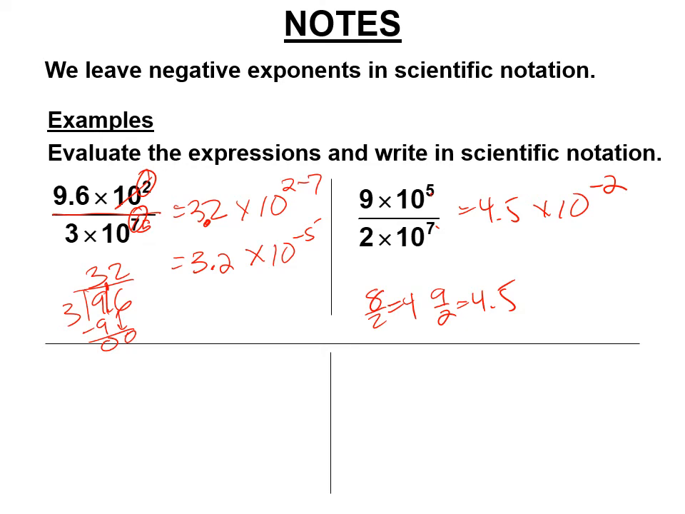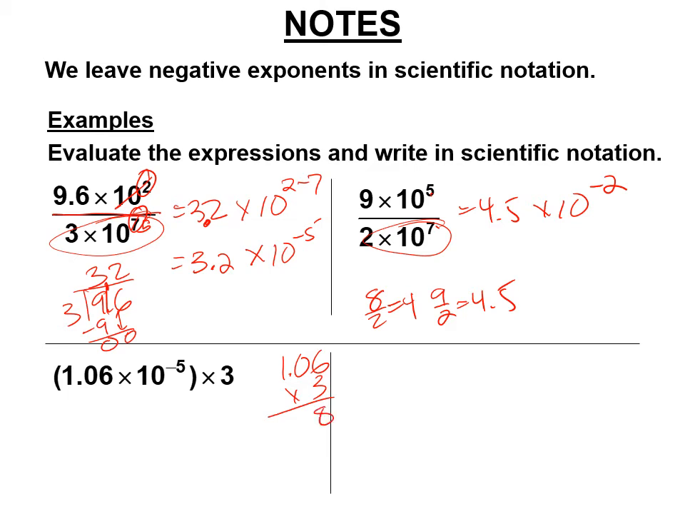It's got to be a small number because the bigger number is on the bottom. You need a fraction, not a big number, right? In both these cases, the bigger number was on the bottom. That's why they had a negative exponent. Right? This is just 1.06 times 3.6 is 18. 0, 1. Move the decimal twice. 1.18 times 10 to the -5th.